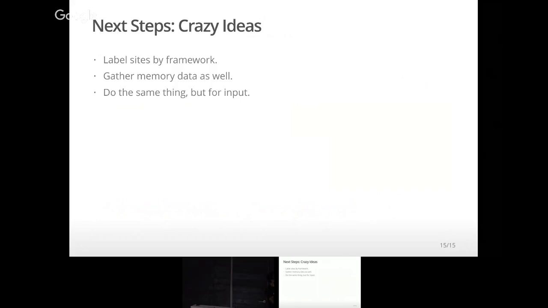And finally, applying these same techniques to things other than just page load. So we could do this for input or for animation. I think we could get a lot of really interesting insights.